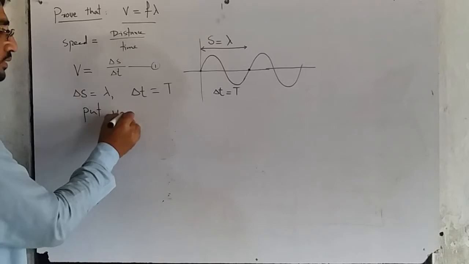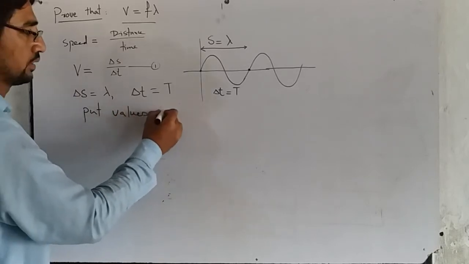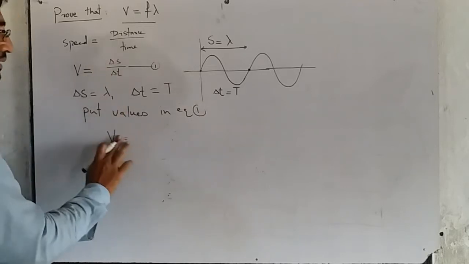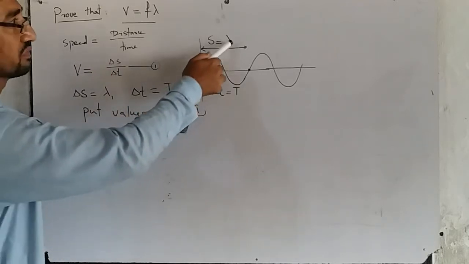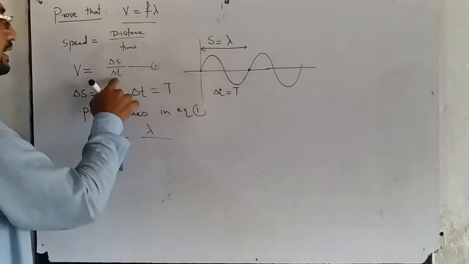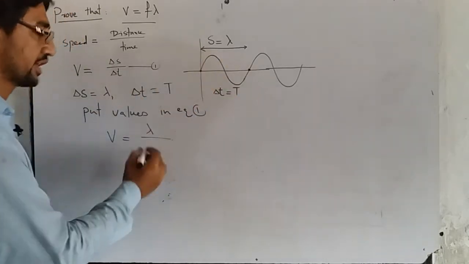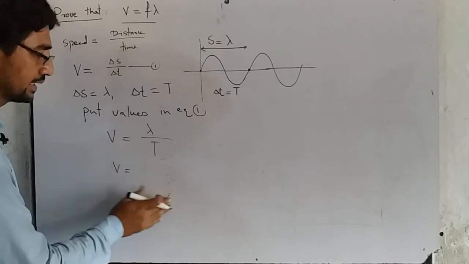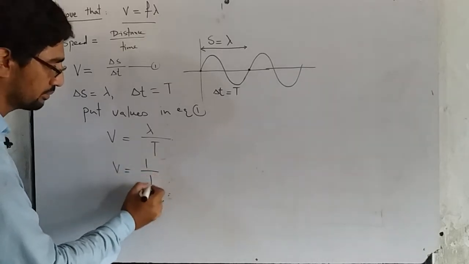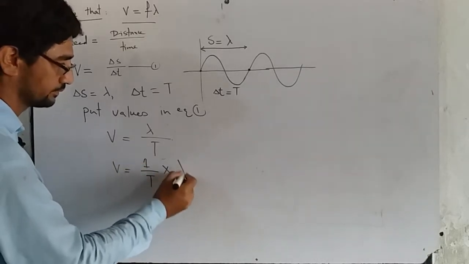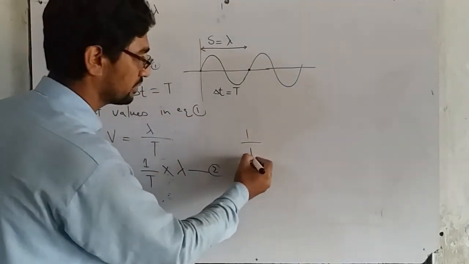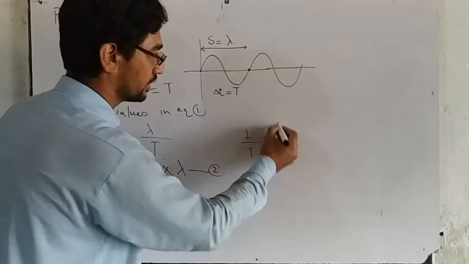We get V is equal to delta S, which is lambda, divided by delta T, which is the time period T of the wave. Now write it in this way: 1 over time period into wavelength. Equation number 2. We know that 1 over time period is equal to frequency.